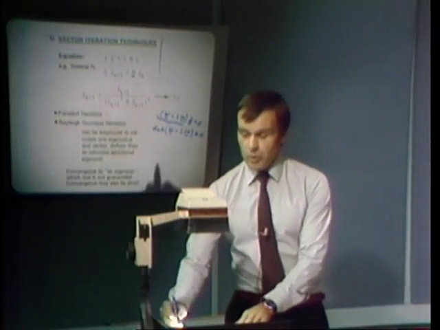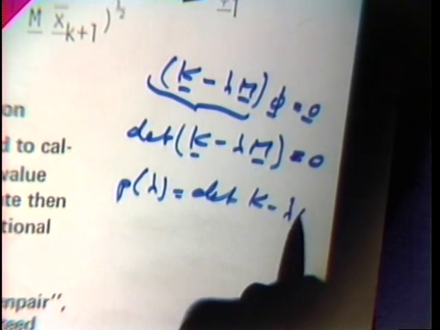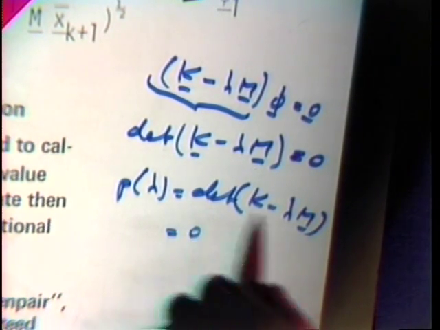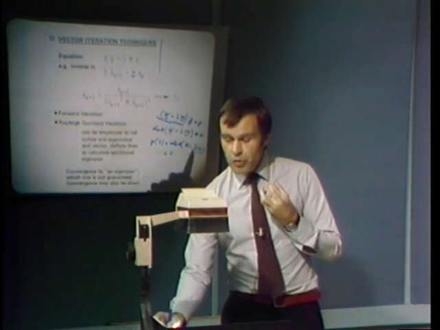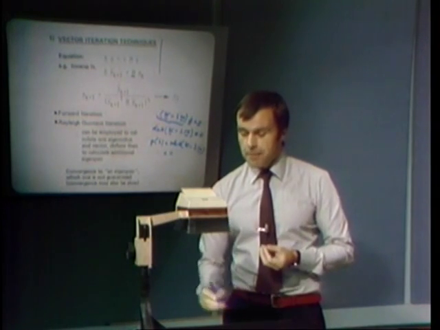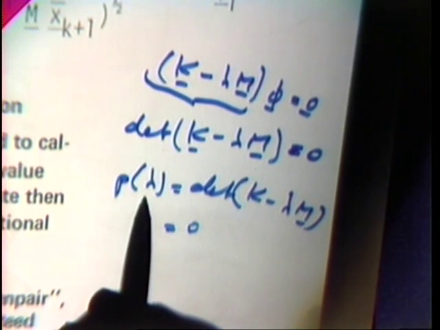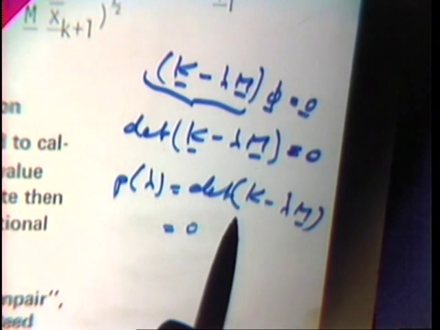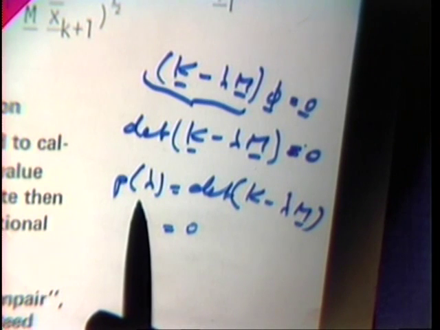So what do we want? We really want to solve p of lambda equals determinant of k minus lambda m. We want to solve for the zeros of this polynomial. That's really what we want. Now, if we want to solve for the zeros of this polynomial, then we also have to understand that when k is of order 4, there will be 4 zeros. The polynomial itself will be of order 4. If k is of order n, then there will be n zeros. So the polynomial is of order n.